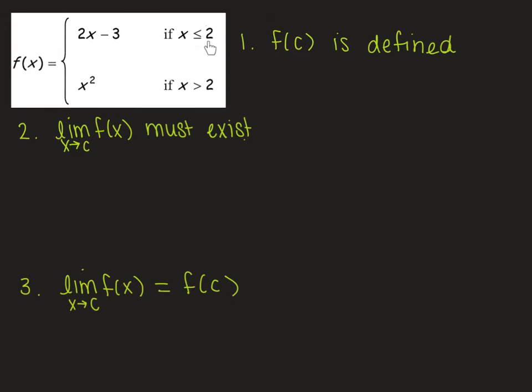So we're plugging in 2, it's equal to 2, so we're going to be using 2x minus 3. So you can see I'm going to have f of 2 equals 2 times 2, that's my x, minus 3, which is 4 minus 3, which is 1. So our first step's completed, plugging in our c value and hoping that you get a value in return.